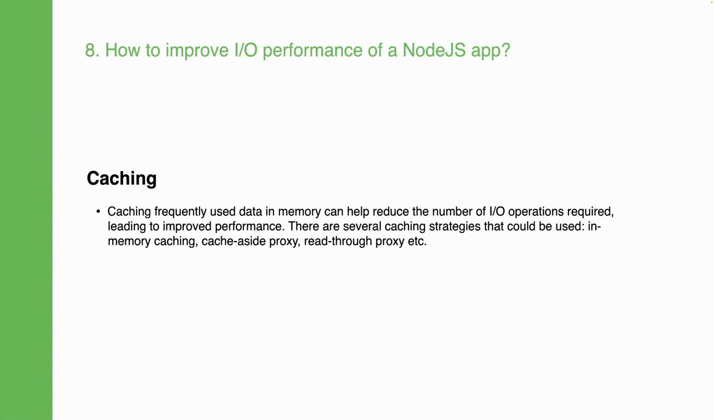One of the strategies to improve I/O performance of Node apps is caching. Caching frequently used data in memory can reduce the number of I/O operations needed, improving performance. Various caching strategies can be employed, such as in-memory caching, cache-side proxies, and read-through proxies. By storing data that is often requested, your app can bypass slower I/O operations, leading to faster response times.